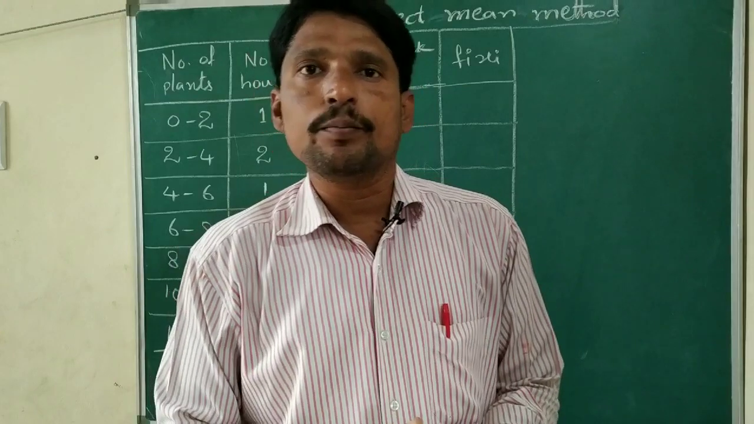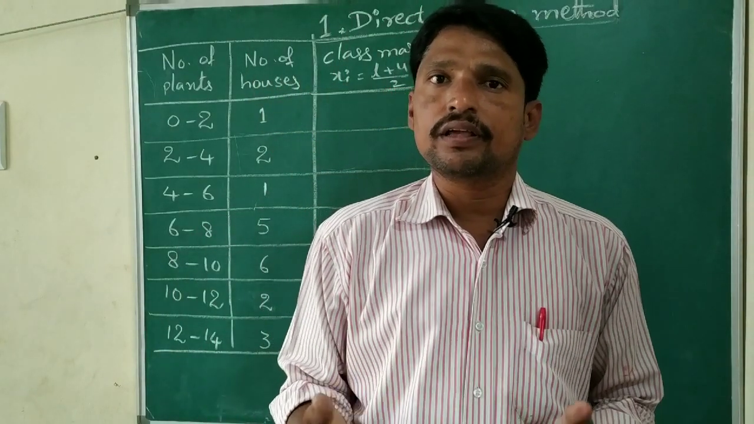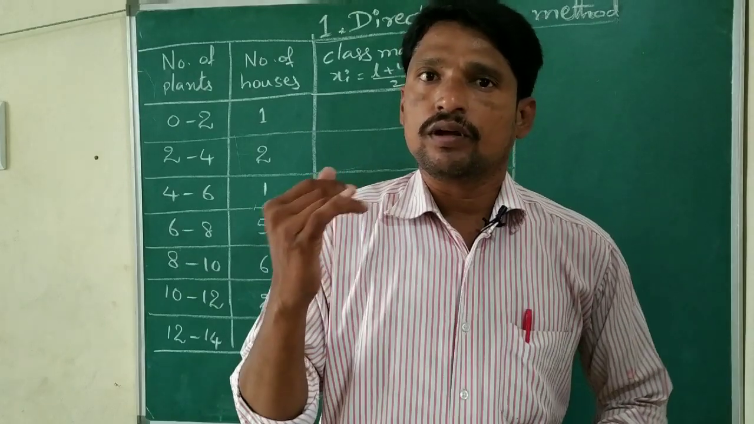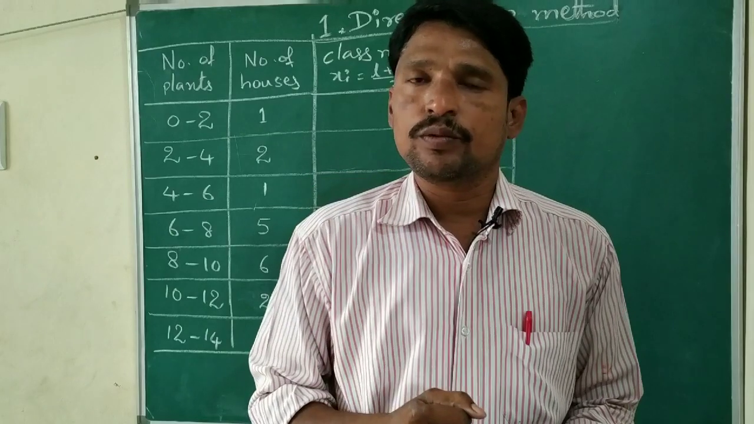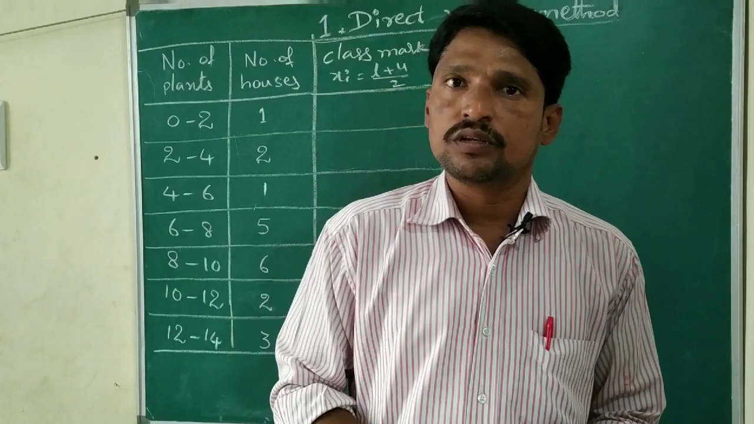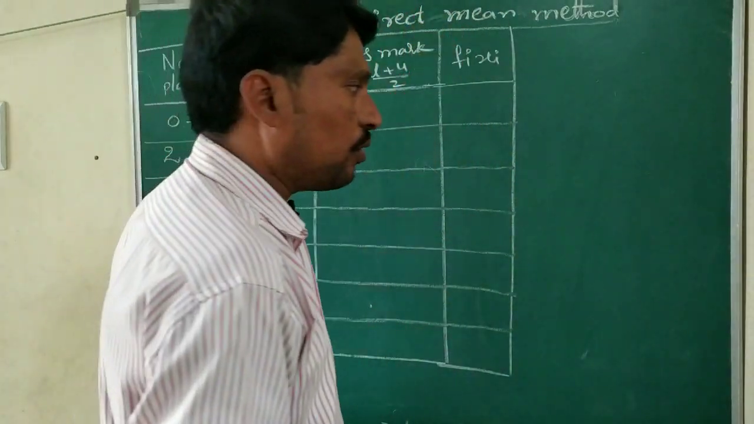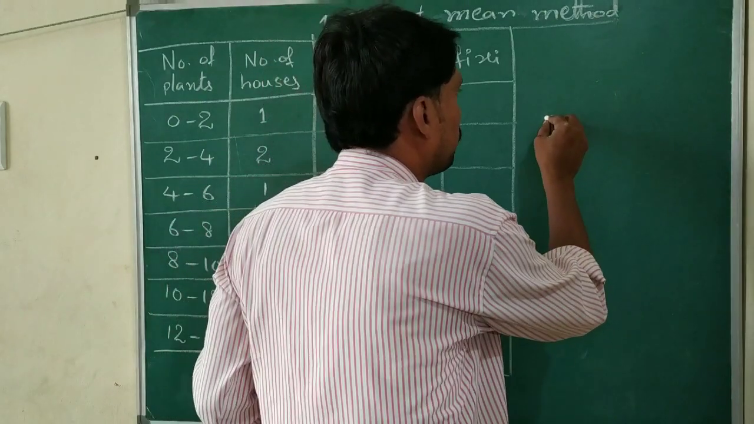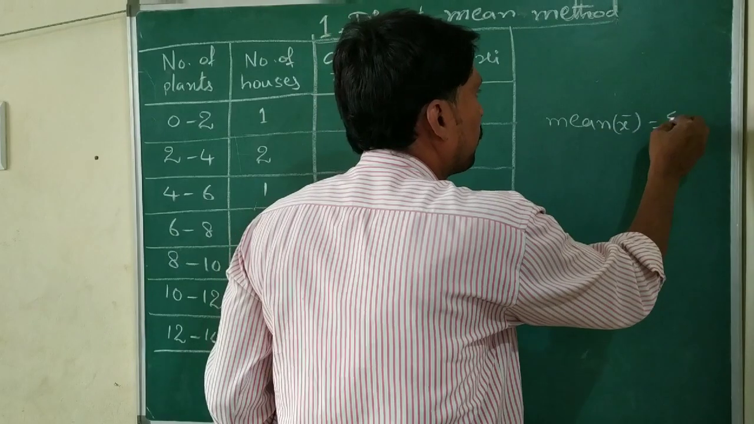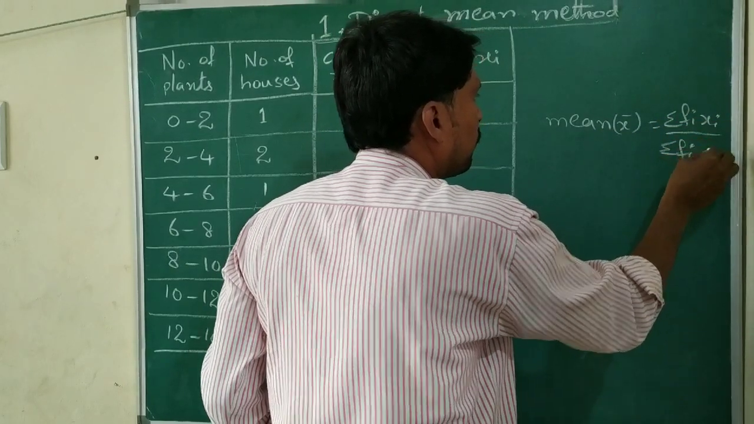Here we need to find the mean. They didn't mention any particular method, so we need to follow three methods for this problem. First one is direct mean method, second one is assumed mean method, third one is step deviation method. So first, the direct mean method. What is the formula? Mean x bar equals sigma fi xi by sigma fi.